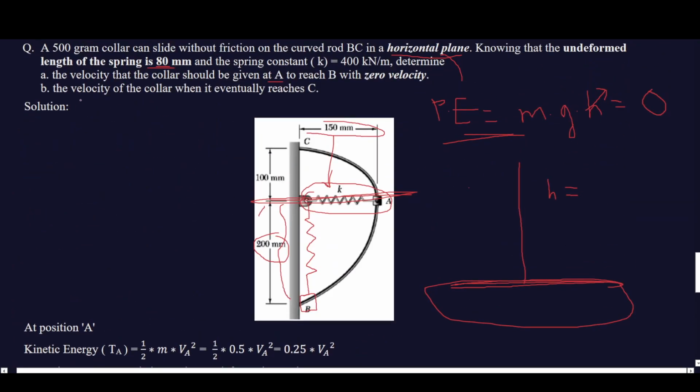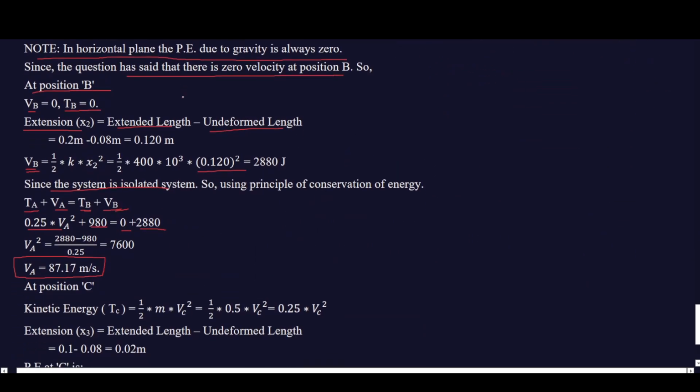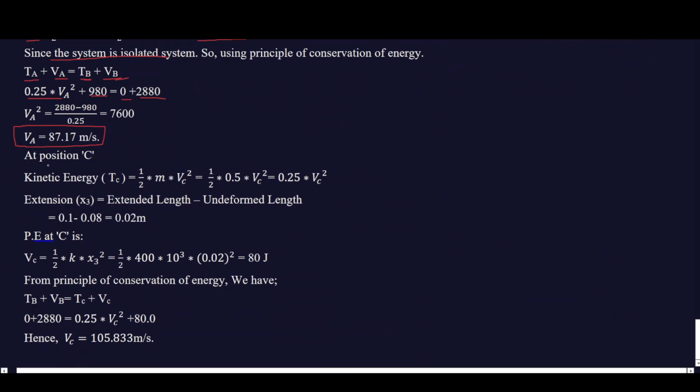Likewise, in part B the question has asked us to find the velocity of the collar when it eventually reaches C. At position C the kinetic energy is given as Tc equals 1/2 m vc squared. The value of m is 0.5, but we don't know the value of vc, so we keep it as vc, and we obtain 0.25 vc squared.